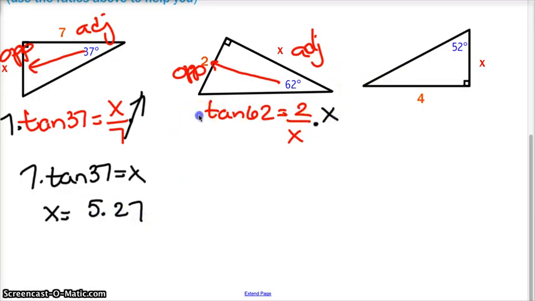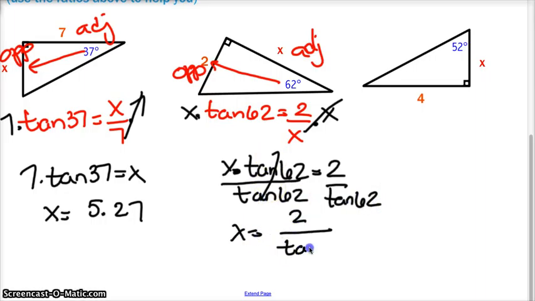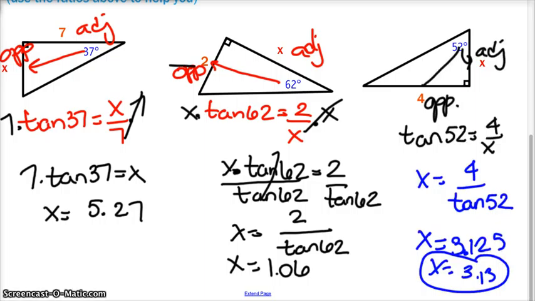Here, I'm going to do the same thing. I'm going to multiply by the denominator. But because that x was in the denominator, this one has one more step. Because the x is being multiplied by the tangent of 62, I'm going to divide both sides. X equals 2 divided by the tangent of 62, and my calculator can handle that one as well. Pause your video and try the third one. All right, go ahead and check your answers.